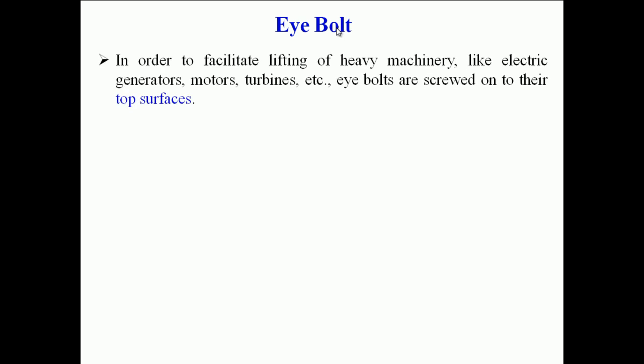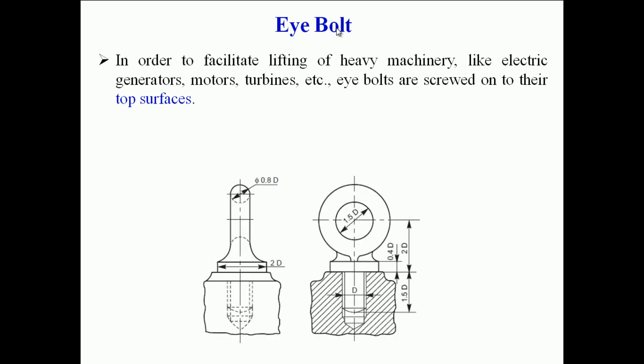So next one is eye bolt. In order to facilitate lifting of heavy machinery like electric generators, motors, turbines, etc., eye bolts are screwed on to their top surfaces. So this one you would have come across in various places wherever there is heavy lifting machinery.